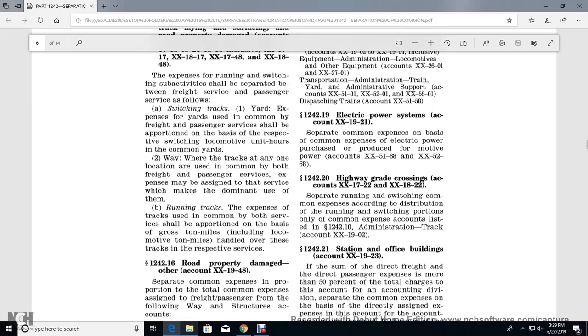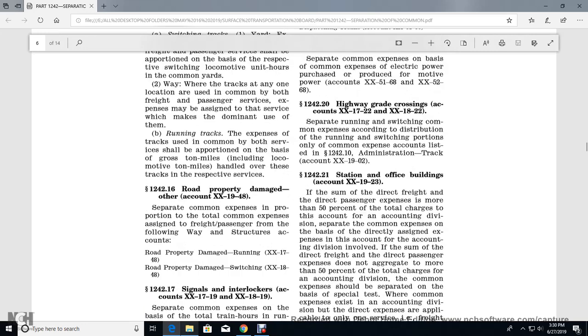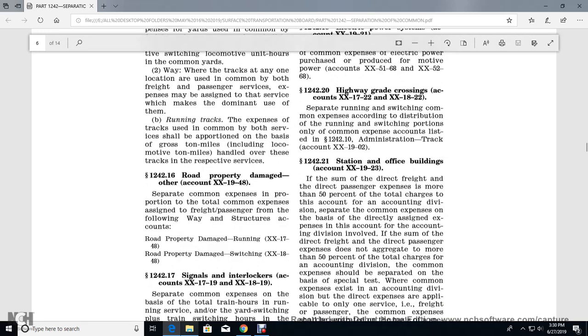Running traffic expense for the tracks are common, both for the surface of the portion of the base for the gross ton mileage, and include locomotive tons and handle over these tracks and the respective surfaces. 12, 14, 16. Road property damage with other accounts exceeds 1948.